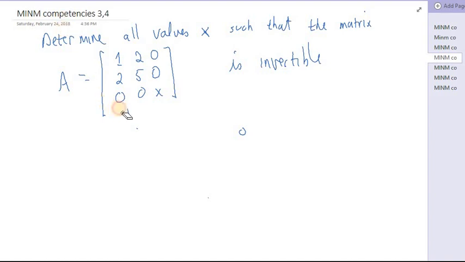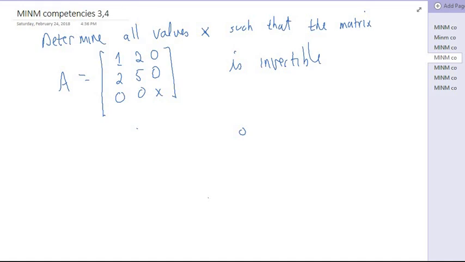Okay, here's a nice problem. Again, maybe a little bit of a stretch. So let's determine all values x such that the matrix A given here is invertible. So go ahead and pause the video and we'll see how this works out for you.